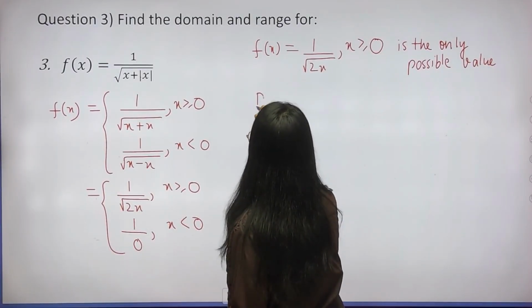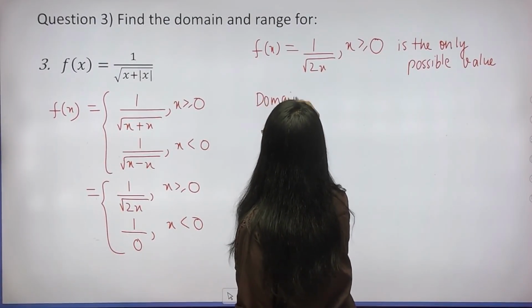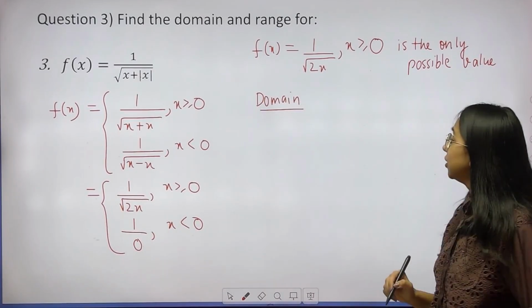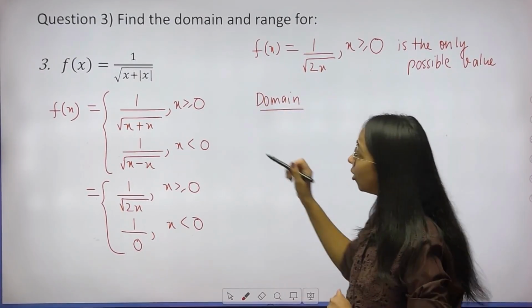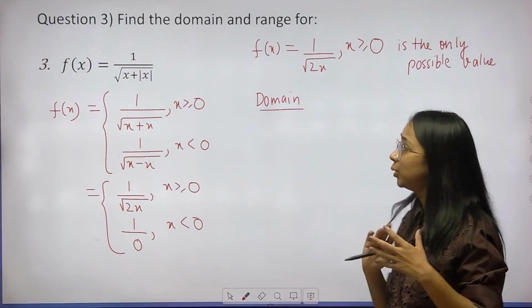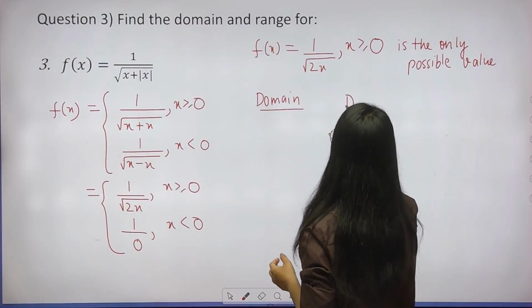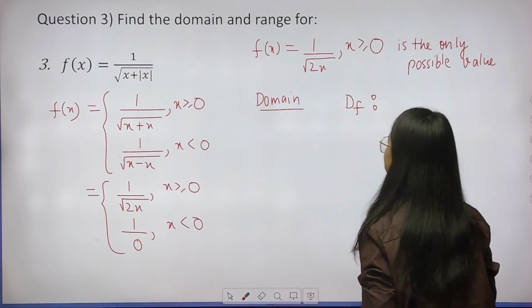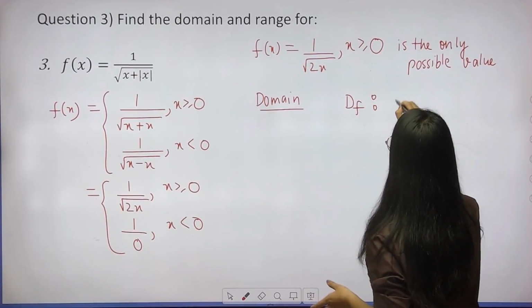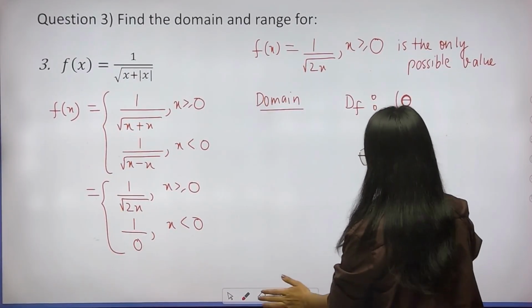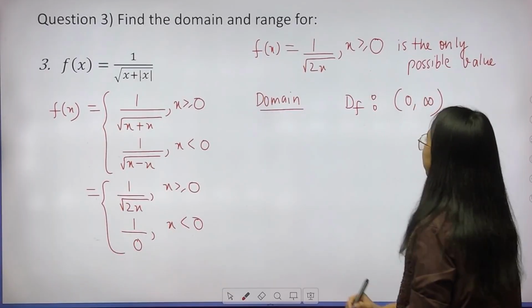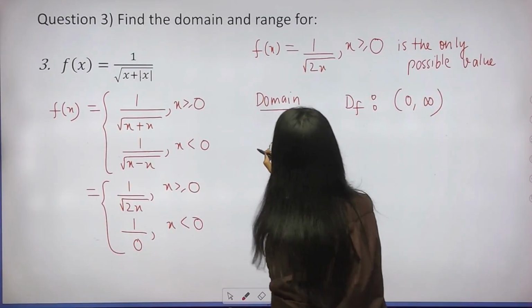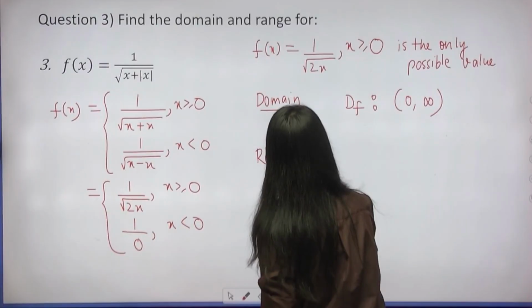Great. Let's first find the domain. For finding the domain, we have x greater than or equal to 0. But again, the denominator cannot be equal to 0. Therefore, we can't take 0 as x. So your domain will become 0 till infinity. Got it?